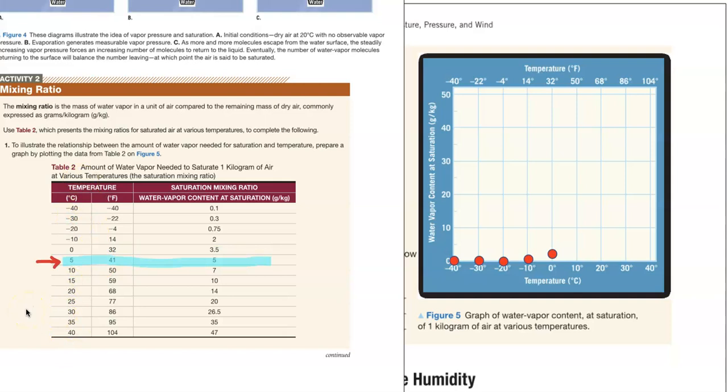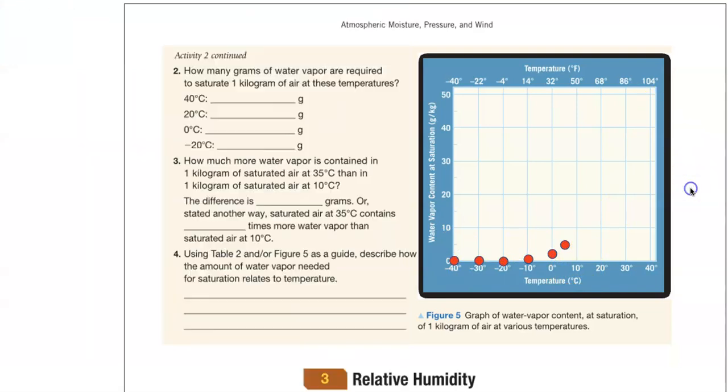So at 5 degrees centigrade, we have a mixing ratio of 5. So I've got my little dot here halfway between 0 and 10, and that's 5. And so now it's going to be easier. I'll let you do the rest of these. Okay? And then you're going to answer some questions about this.